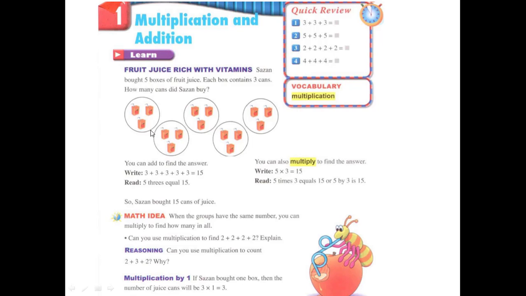You can say 3 plus 3 plus 3 plus 3 plus 3. And you can ask how many groups you have? 5 groups. Every group contains how many? Contains 3. So it is 5 times 3. Did you see? Multiplication is so easy. It makes addition easier, okay? 5 times 3 is equal to 15.